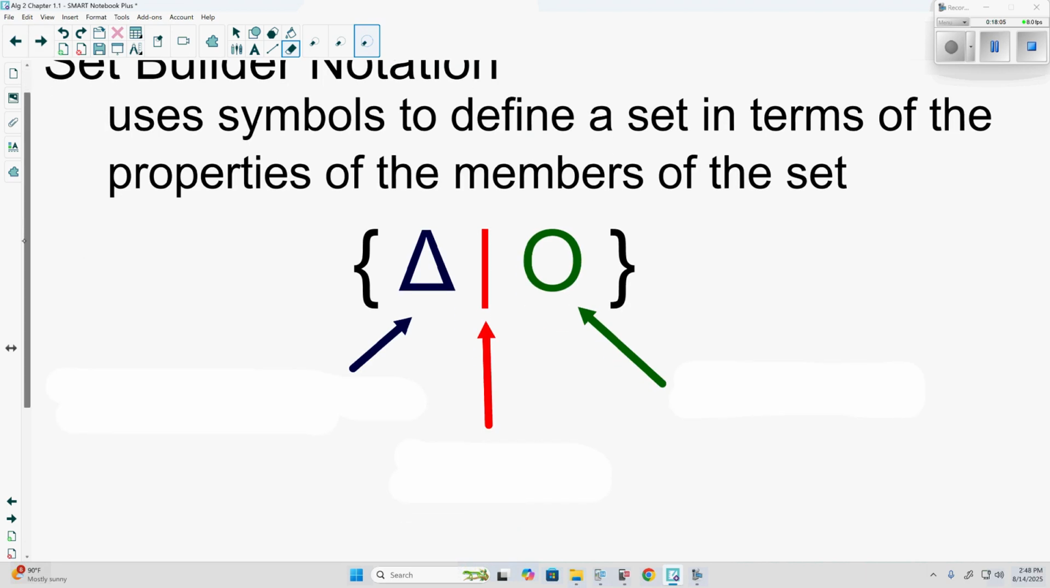All right. Since we feel good with intervals, bounded, unbounded, we're going to look at set builder notation. Set builder notation uses symbols to define a set in terms of the properties of the members of the set. It gives us a nice way to write sets that are not nice to write.